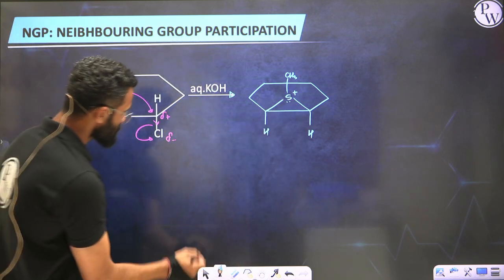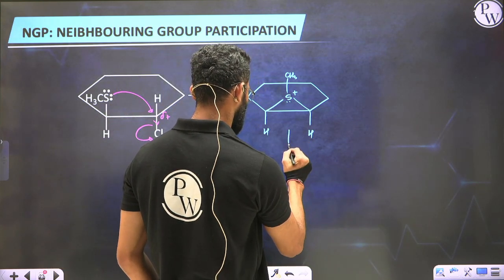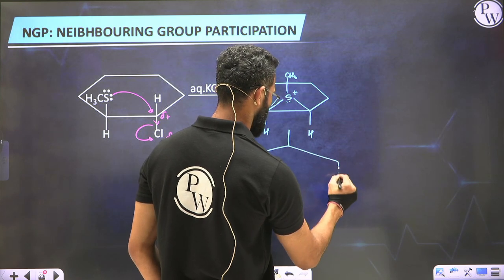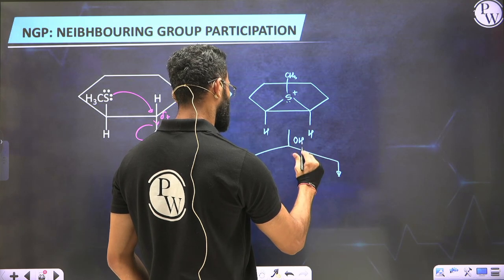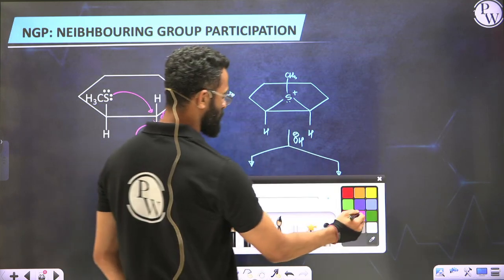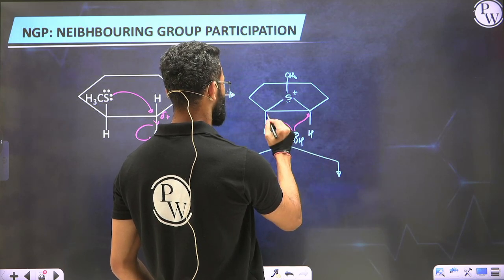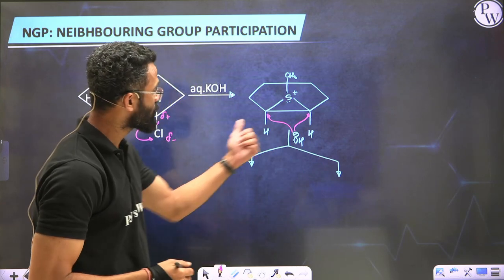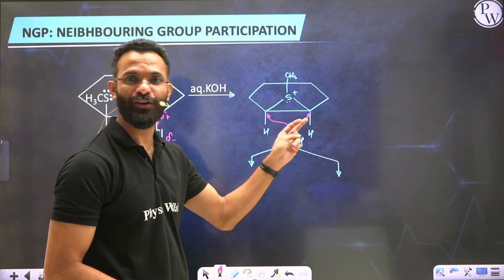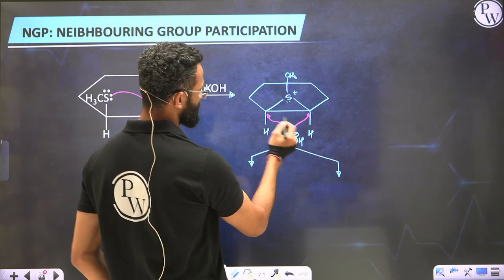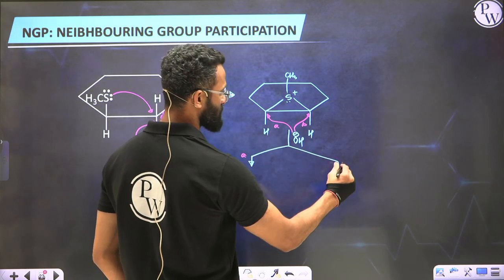Now guys, when KOH will attack, okay, I'll do it this way. Now when KOH, meaning OH minus, is attacking, attack of OH minus can take place either at this carbon or at this carbon. Now both are equally probable. But the products obtained are going to be two different products. So let's understand that. If OH attacks here, let's call this path A, this path B. So this is the path A product, this is the path B product.